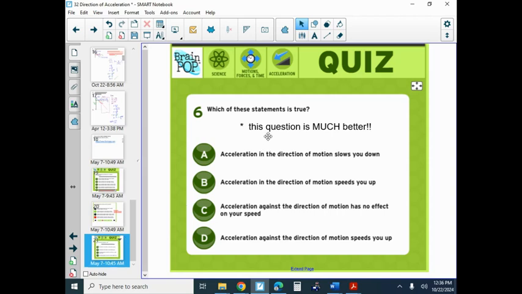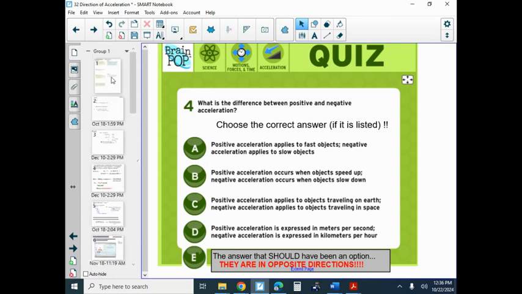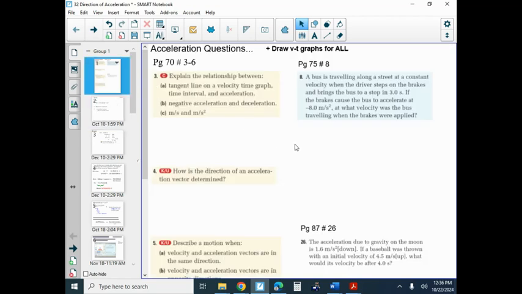This question in this set was actually much better, showing knowledge of what I just talked about. Which of the statements is true? Acceleration in the direction of motion slows you down. Nope. Acceleration in the direction of motion speeds you up. That is true. Acceleration against the direction of motion has no effect. Definitely not, that's going to slow you down. Acceleration against the direction of motion speeds you up. No, it's going to slow you down. So this one's true, and that's along the lines of what we talked about in this lesson. Whereas the other one should have been along those lines, but they got it wrong. And that happens. I make mistakes too.